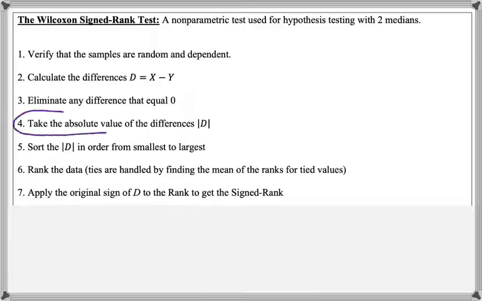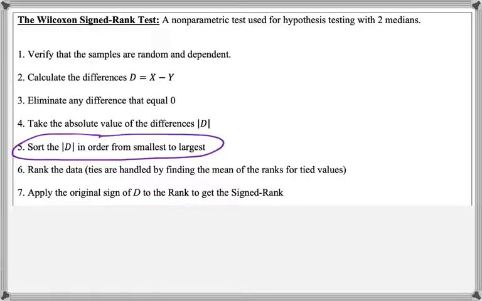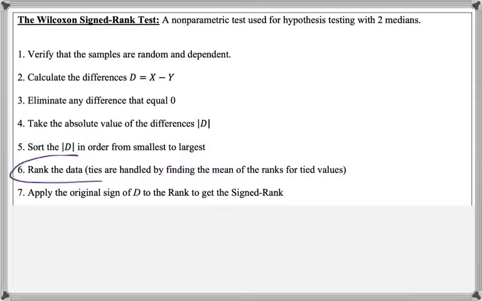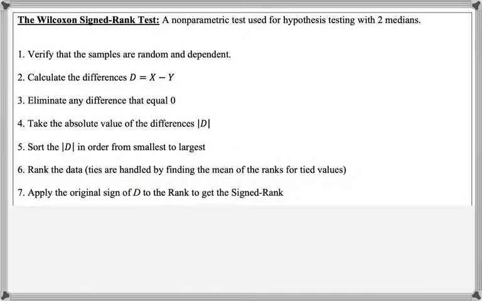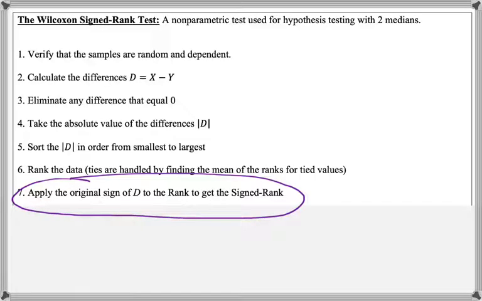Next, we take the absolute value of the differences. Then we sort these absolute values in order from smallest to largest. Then we rank the data, and ties are handled by finding the mean or average of the ranks for the tied values. Then we apply the original sign of the difference to the rank to get the signed rank.